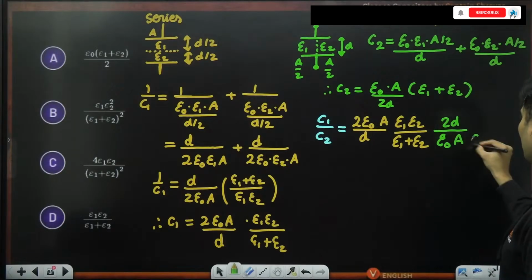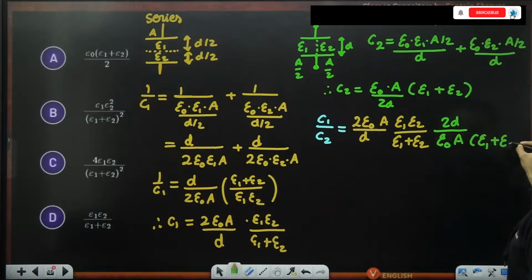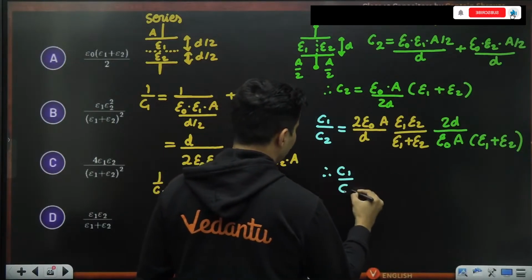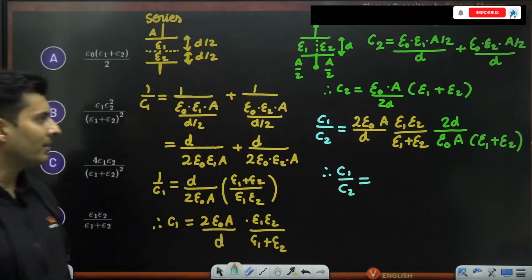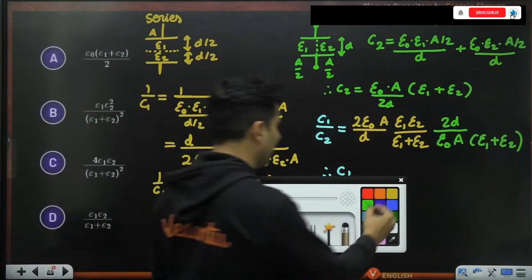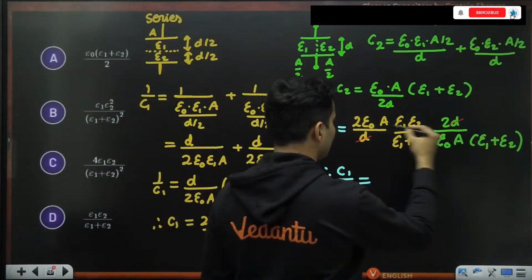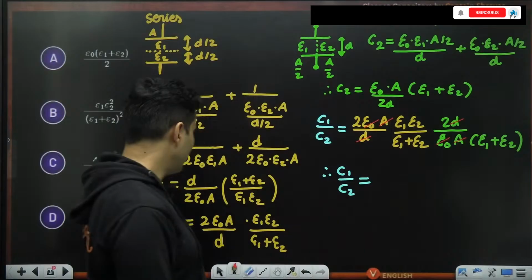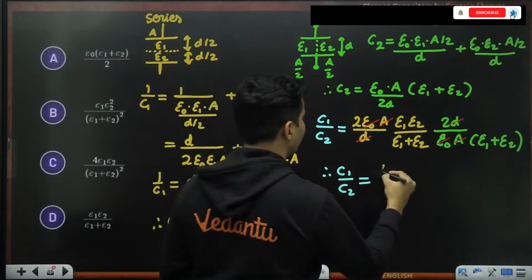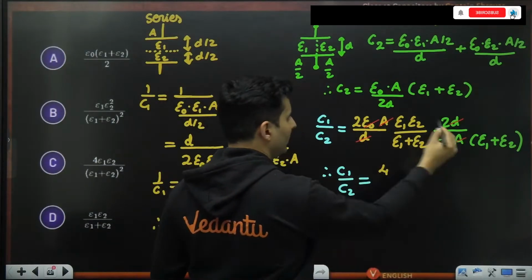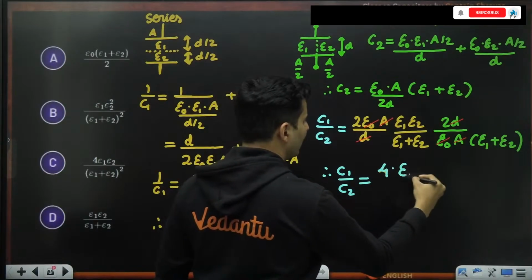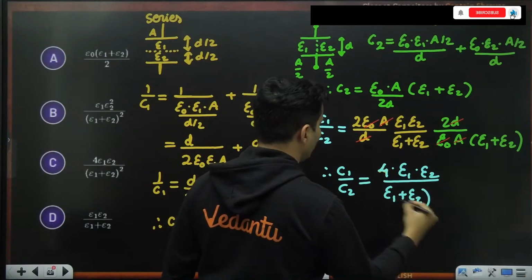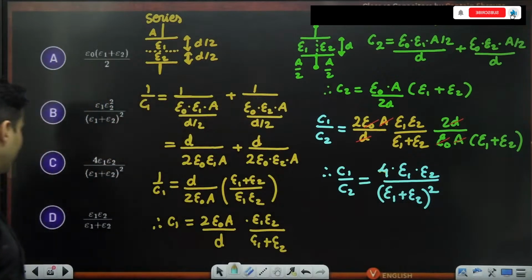And over here, we have epsilon 1 plus epsilon 2. That's it. So from this, we'll definitely get C1 by C2. A lot of things get cancelled, as you can see, like this D, this D, this A, this A, this epsilon naught. 2 and 2 getting multiplied, obviously becoming 4. Epsilon 1 and epsilon 2 are also there. And in the bottom, we have epsilon 1 plus epsilon 2, the whole square. That's what we are getting.